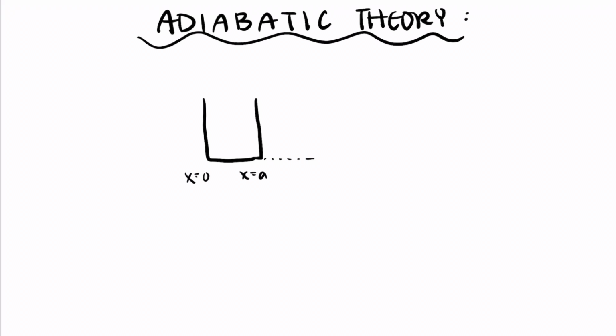Now consider slowly expanding the second wall out from A to A prime. Since the process is adiabatic, the particle moves from the ground state of the infinite well to the ground state of the expanded infinite well. This change also brings about a change in energy.